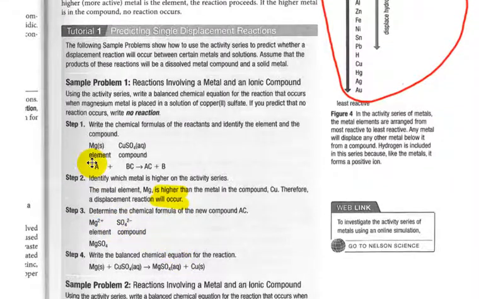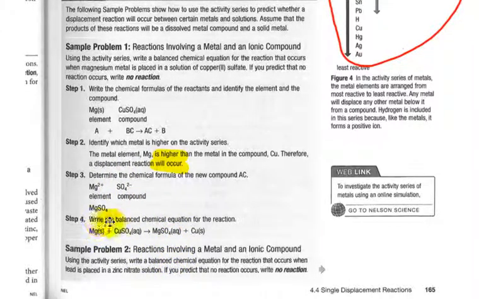So we have magnesium, copper sulfate, copper gets pushed out by itself, and to determine the new compound here, magnesium and sulfate, if we look at our periodic table, magnesium is 2+, sulfate's 2-, so they come together in a 1-to-1 ratio. Okay, so we can see single displacement.